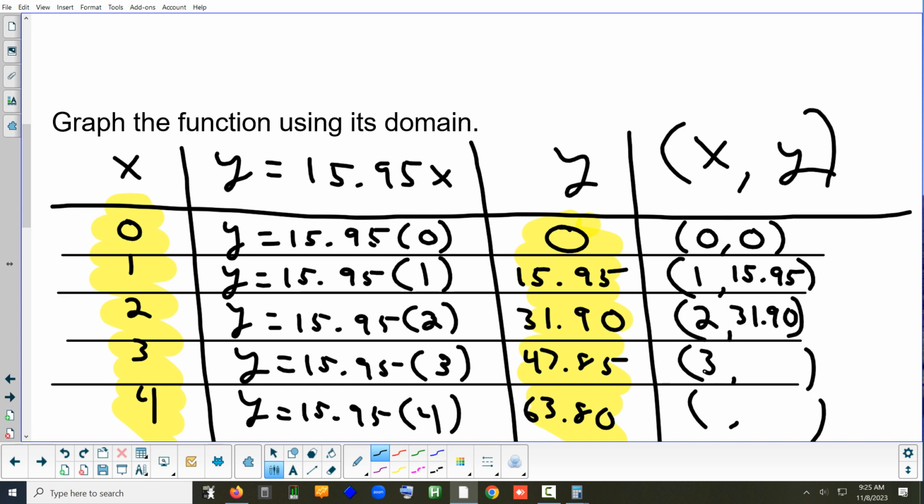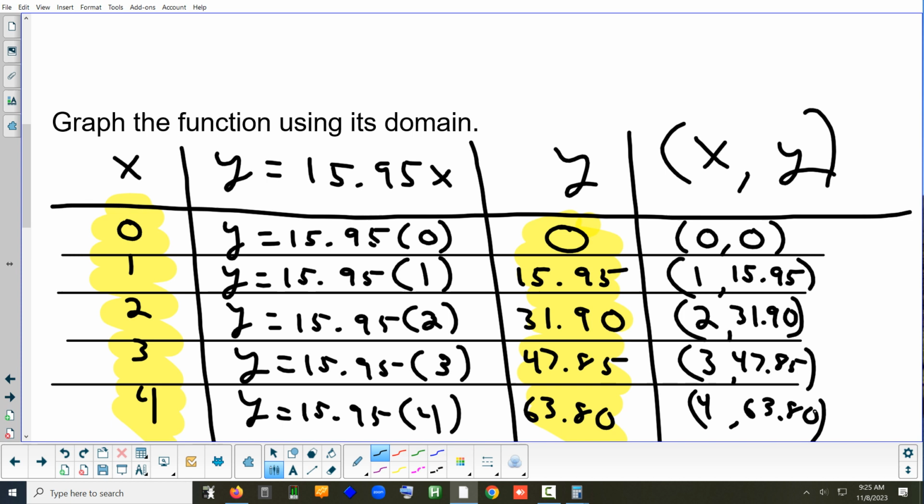For 47.85. Yeah, so $47.85. And my last row, how about Eric? It would be 4 and 64. 4 and 63.8. Yep, 63.8. Okay, so now we're going to graph that the best we can.